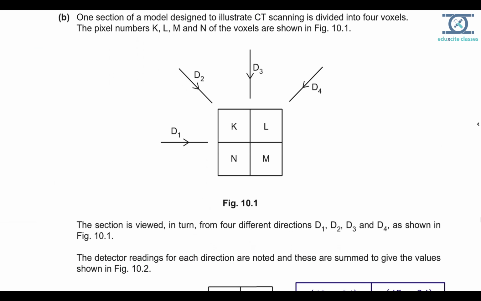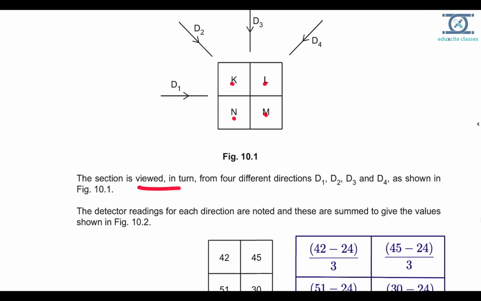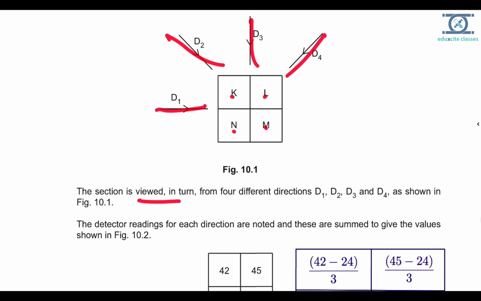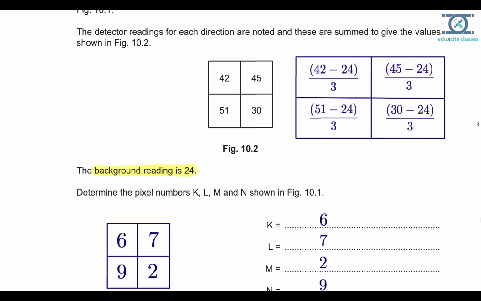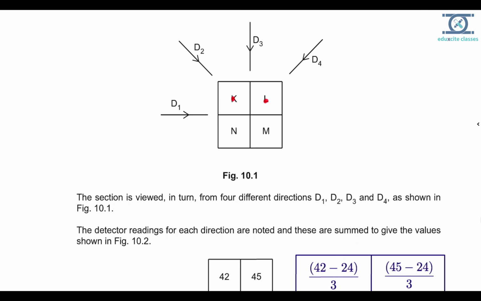Now the next, this is one section which is divided into 4 voxels K, L, M, N. The section is viewed in turn from 4 different angles: D1, D2, D3 and D4. So I will give you a small trick how to solve this question. A detector reading for each direction is noted and these are summed to give the values as shown in the figure. The background reading, this is important, is 24. Determine the pixel numbers K, L, M, N as shown in figure 10.1. So we have to find out the values of K, L, M, N.